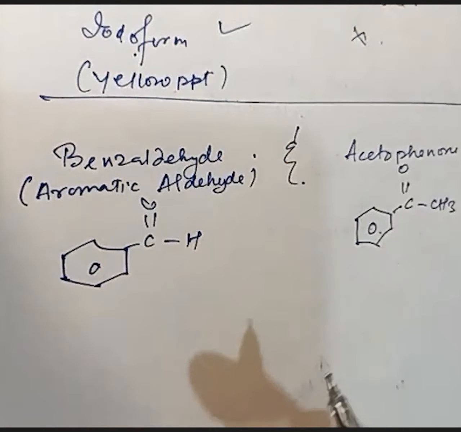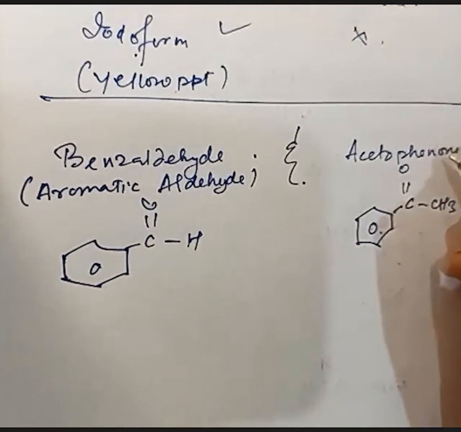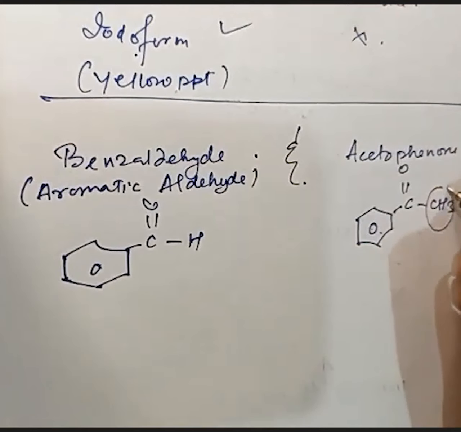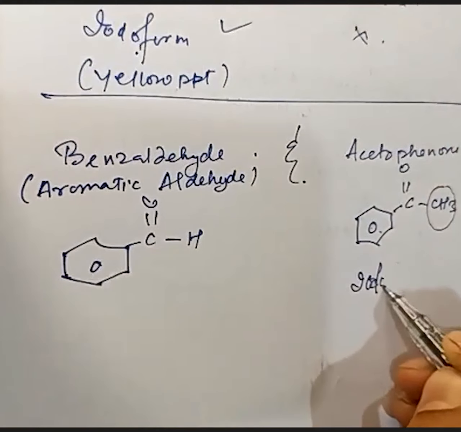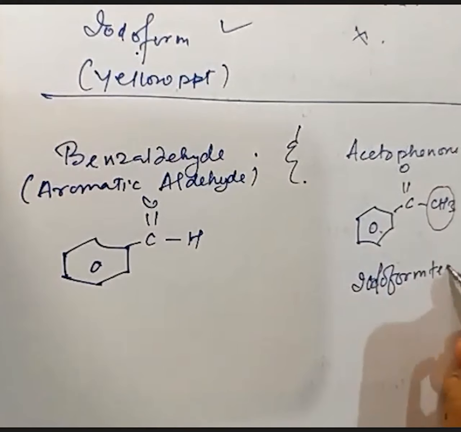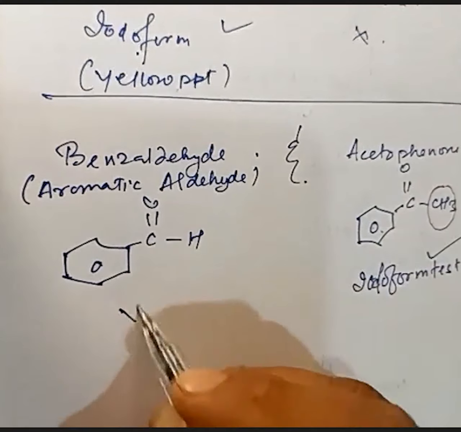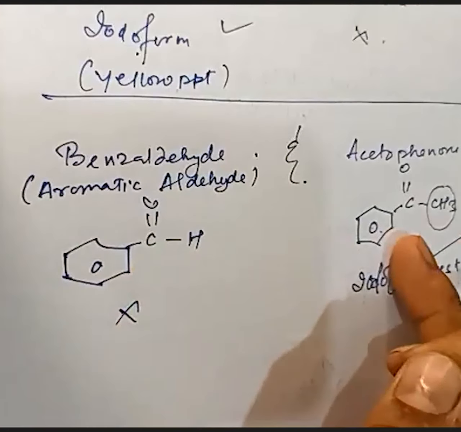So what is the difference between the two? You can do any test. Here, look, this is a methyl ketone. This is a normal benzaldehyde. So you can do the iodoform test also. This one will be right, this one will not. In the iodoform test, this will not give a yellow precipitate, and this will give a yellow precipitate.